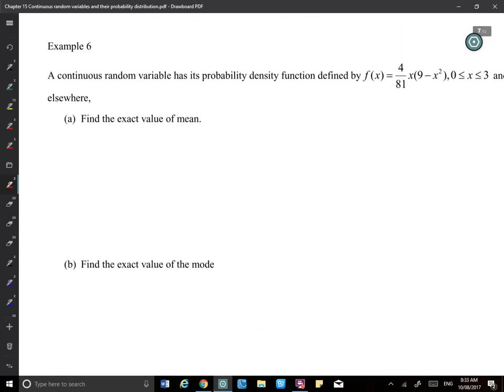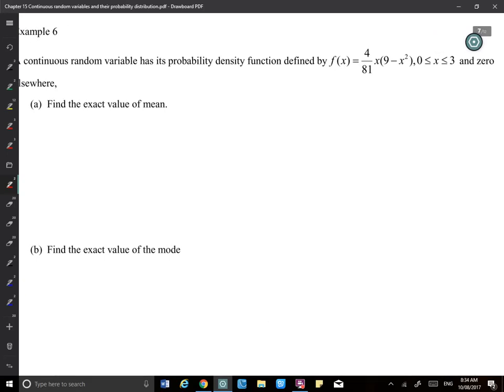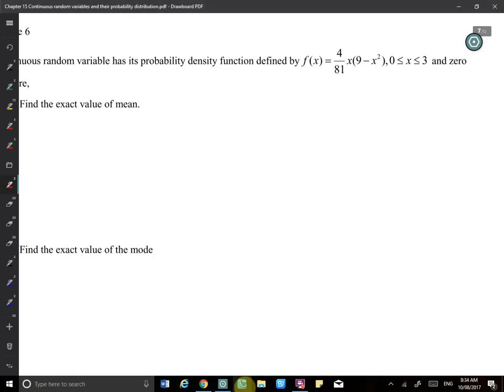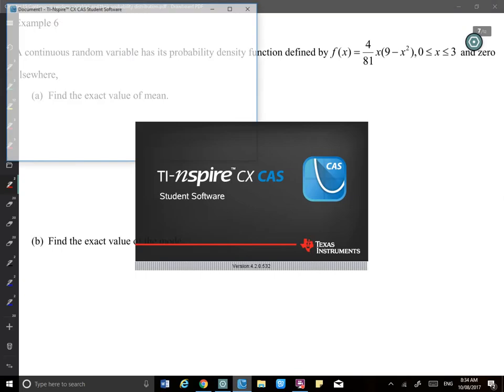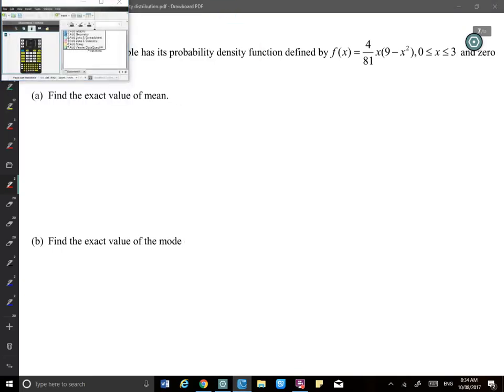Let's have a look at number 6. This is quite an interesting question. So a continuous random variable has this probability density function defined by f(x) equals that. I will define that function first on the calculator, and 0 elsewhere. Let's have a think about the shape of this density function.